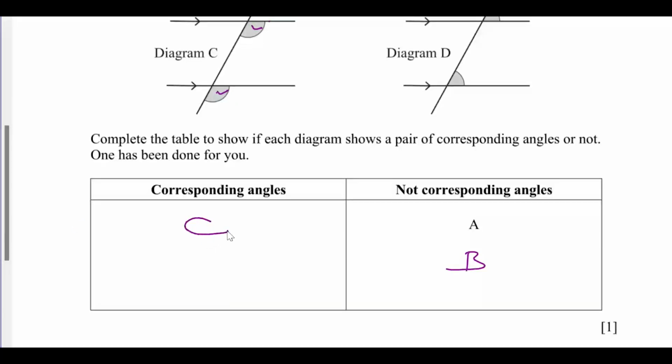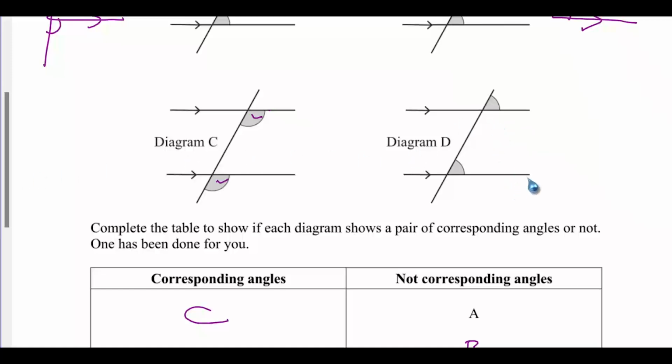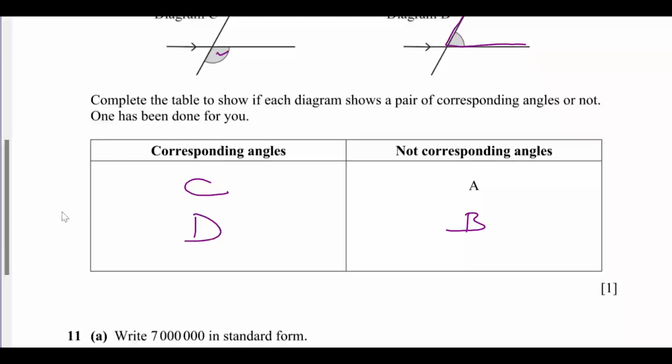You can put letter C here, and the last one will be letter D. Okay, it is also found in letter F like this. If you draw, this is your letter F. So the two angles will also be corresponding angles.